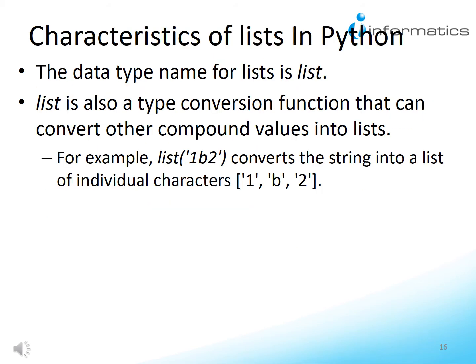Characteristics of lists in Python. The data type name for lists is list. list is also a type conversion function that can convert other compound values into lists. For example, list('1b2') converts the string into a list of individual characters: '1', 'b', '2'.